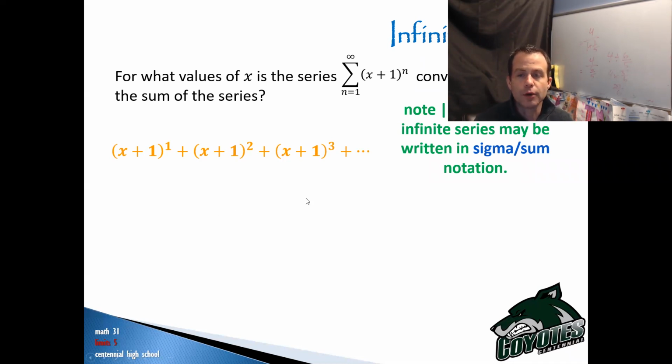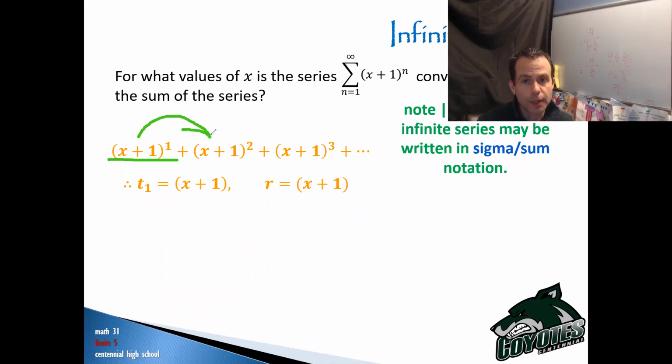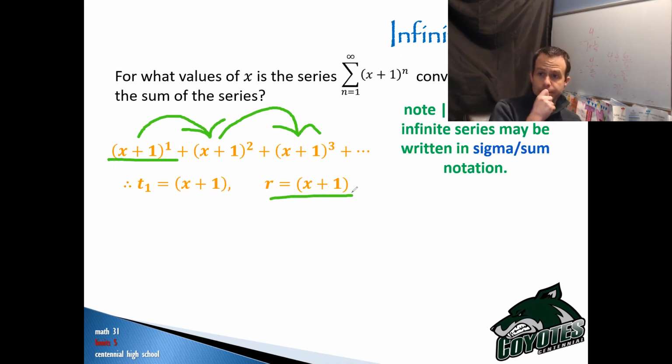Now, we are looking for what x values would allow this to be convergent. If I want it to be convergent, I know the absolute value of r has to be less than 1. I know t1 right now is x + 1, because that's my first term. How do I go from here to here? Well, I multiply by x + 1. How do I go from here to here? I multiply by x + 1 again. So my r value is x + 1.